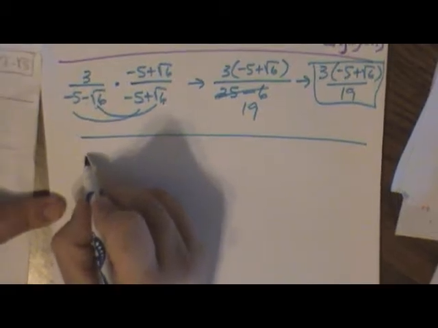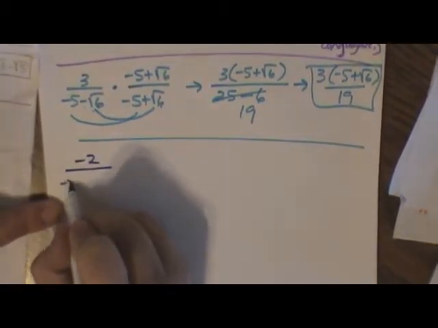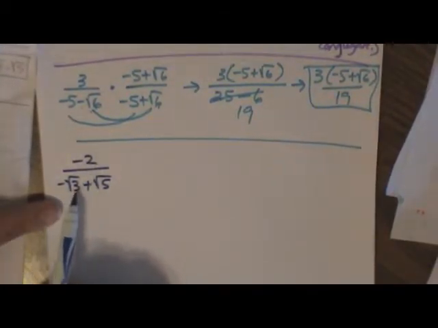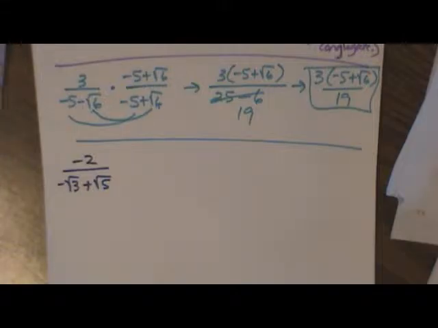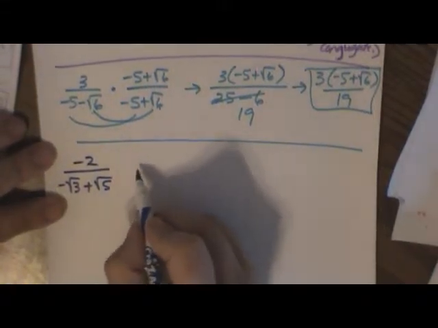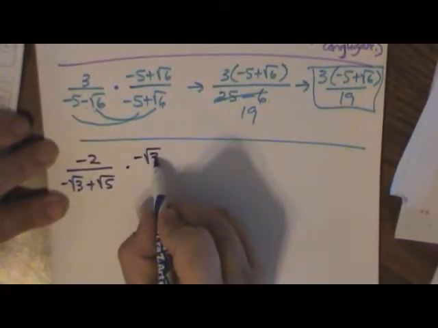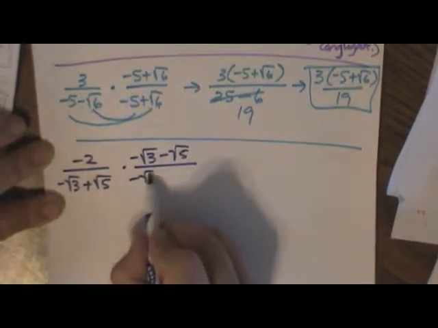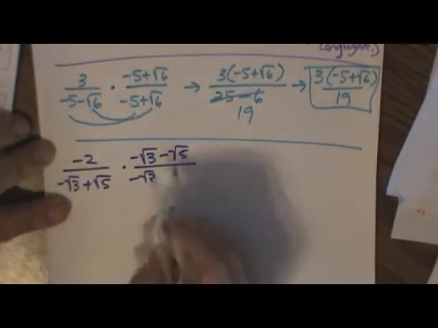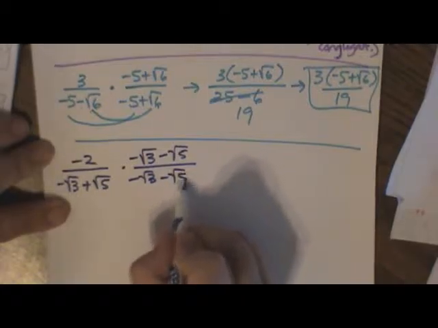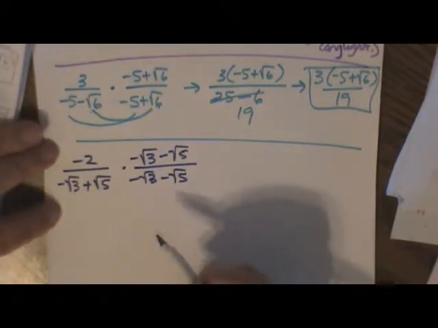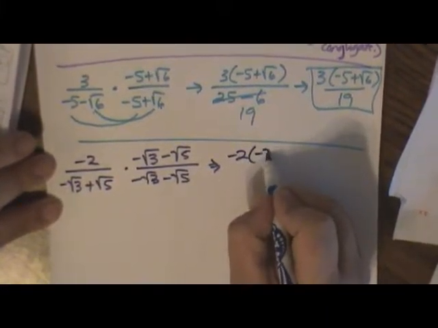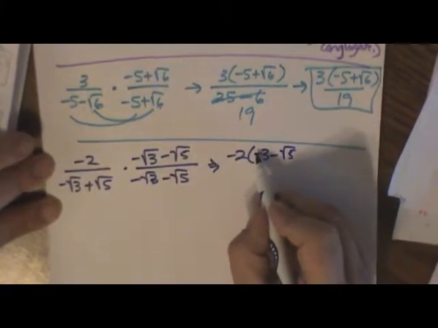Let's try another one. Negative 2 divided by negative square root of 3 plus the square root of 5. So, in order to rationalize this, we're going to multiply it by its conjugate. So we've got negative square root of 3 minus the square root of 5 over negative 3. Notice we didn't change this one. This is the sign we're changing to get the conjugate. Okay, so now we're going to leave the top factored. Oh, I kind of messed that up, didn't I?